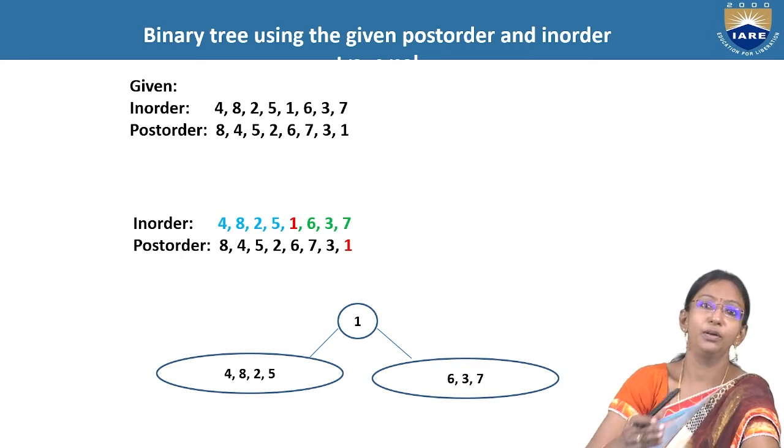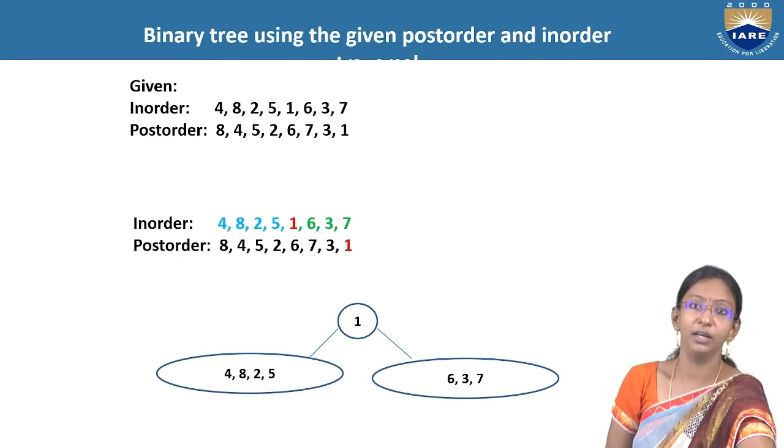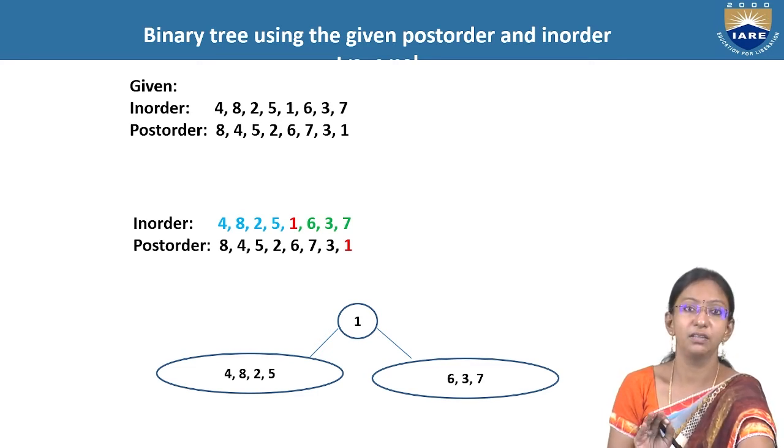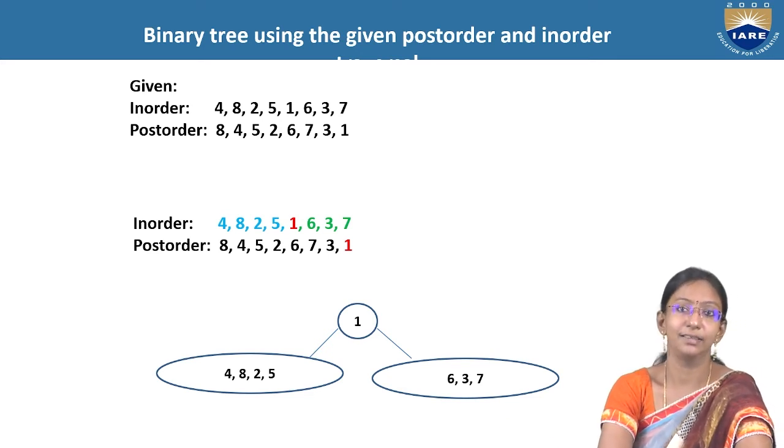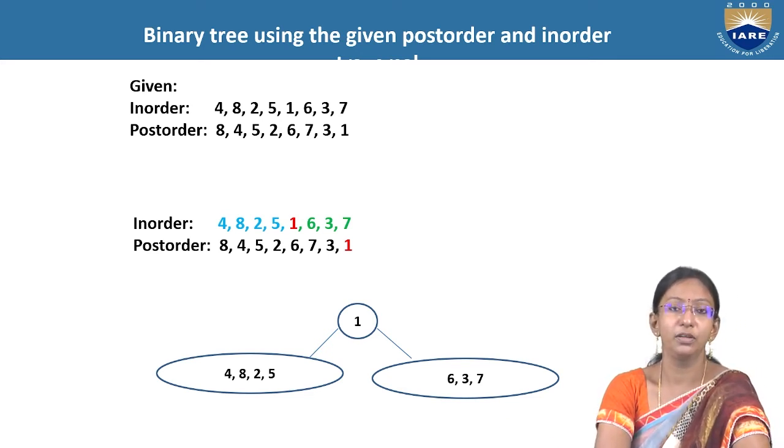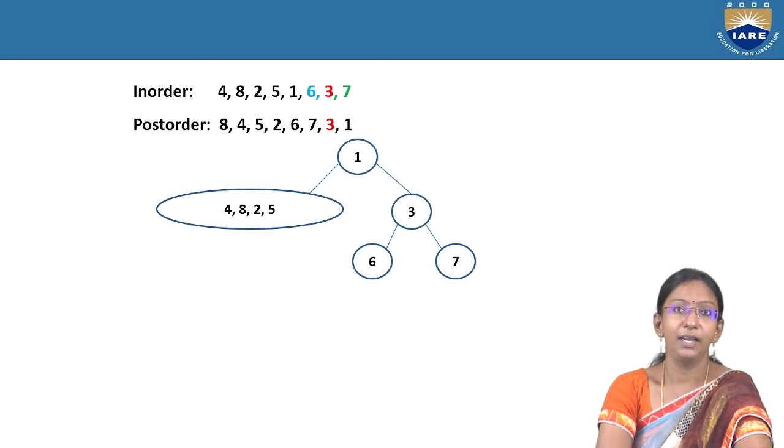See 1. So in pre-order we traveled from left to right. In post-order we are going to travel from right to left. That is the only difference. The remaining story is as it is. So 1, the left children are 4, 8, 2, 5 and the right children are 6, 3, 7. The next element in post-order is 3 and its left children are 6 and right is 7.